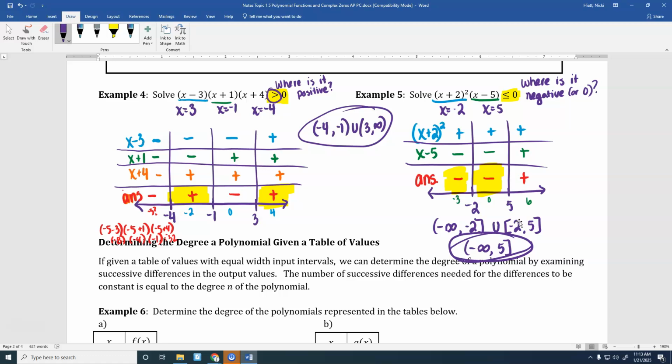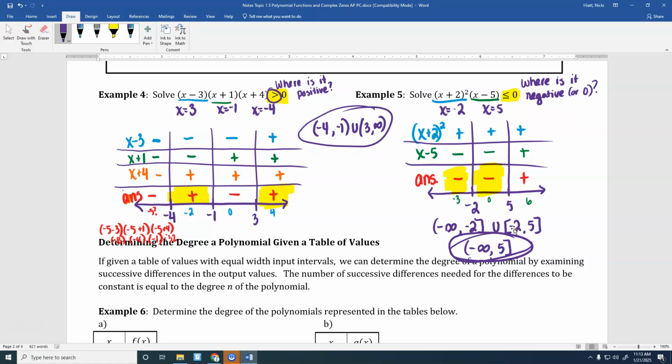However, if I change this problem and make it a less than sign where I don't have the or equal to, then I would have parentheses everywhere. -2 would not be included, and I couldn't put it together, okay? So you have to pay close attention to whether you've got that less than or equal to or greater than or equal to, or just the less than or greater than.